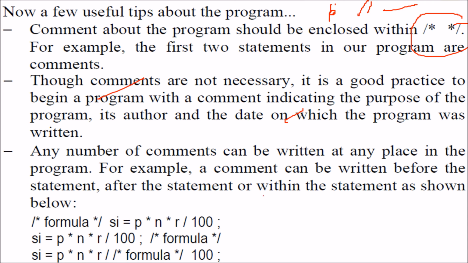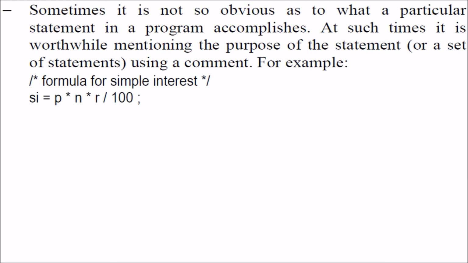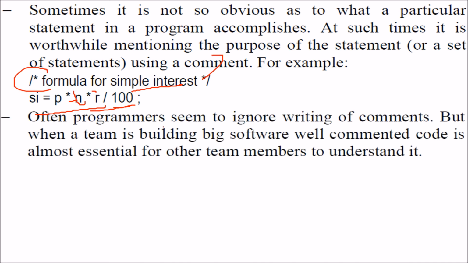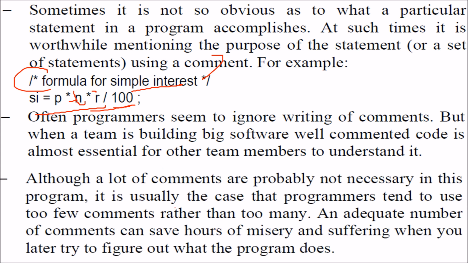But don't give so many comments that the program has more comments than actual executable statements. Like this, P and R by 100, this is actually T we have taken. So P into N into R by 100, if somebody sees that, how will he know that it is simple interest? So this comment will do. This comment is very important. It will be ignored by the compiler, but for us as programmers, and when you give the program to someone else, when he reads it, he will be able to understand what you are trying to do.